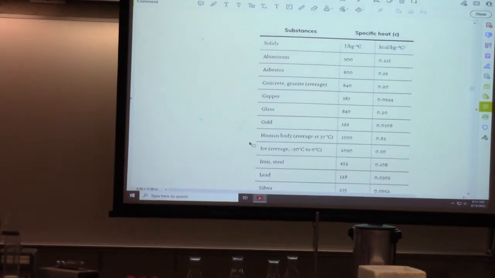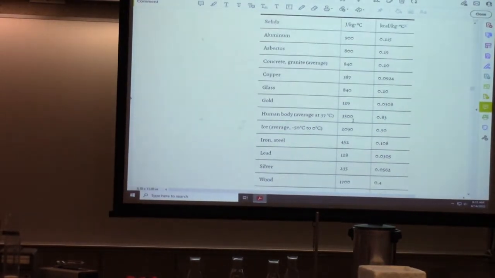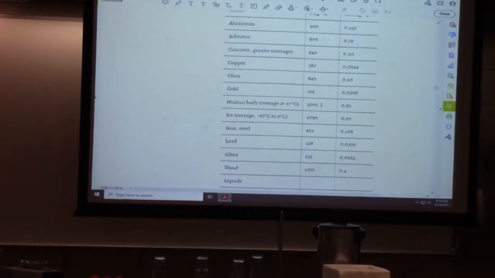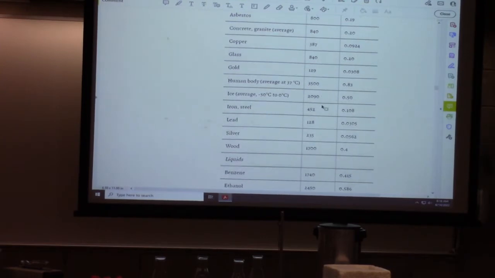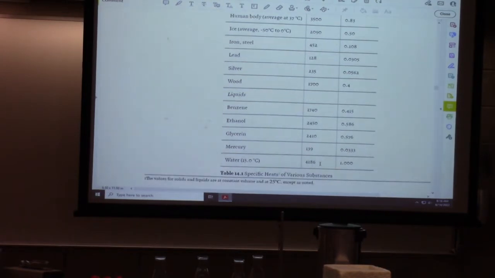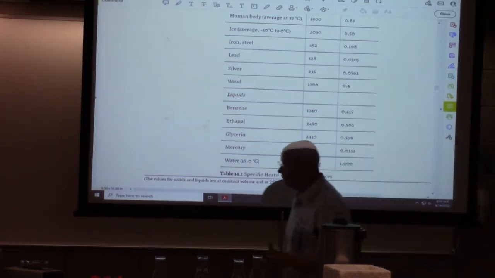Especially for you in the life sciences, since most of a human body is water. Here they say it takes 3,500 joules to warm up 1 kilogram of body tissue. Now water is going to be a little higher than that. Here's water at 4,186. But water's a big number. That's what I'm getting at. It takes a lot of energy to warm up water. And that's the number that I want to point out.